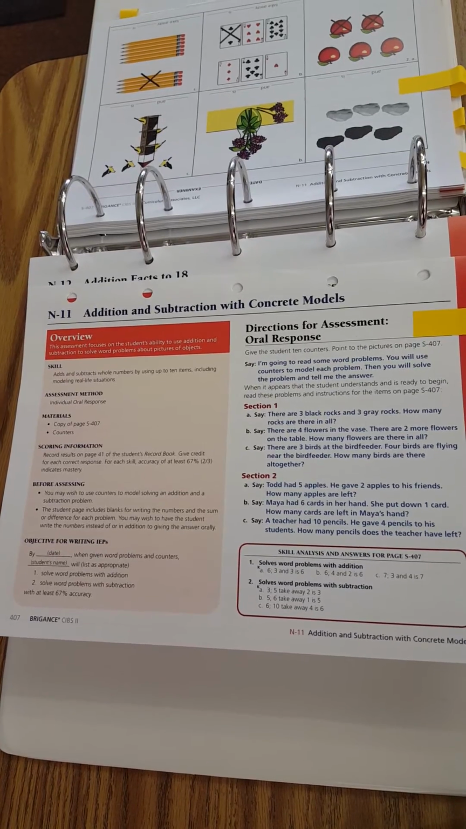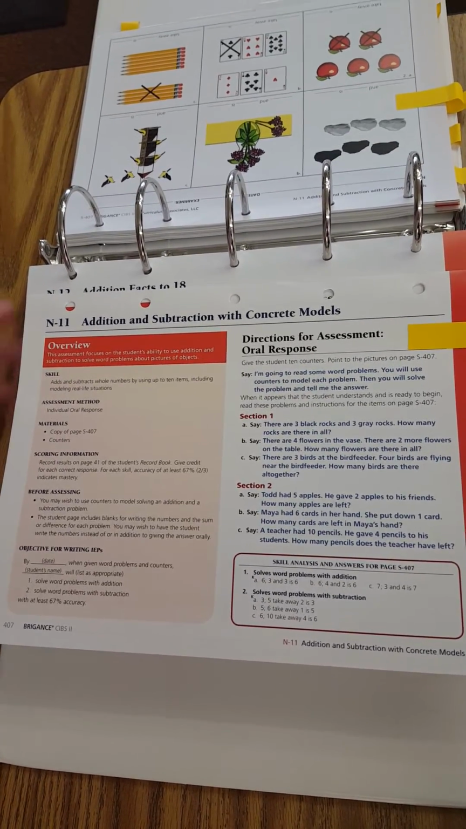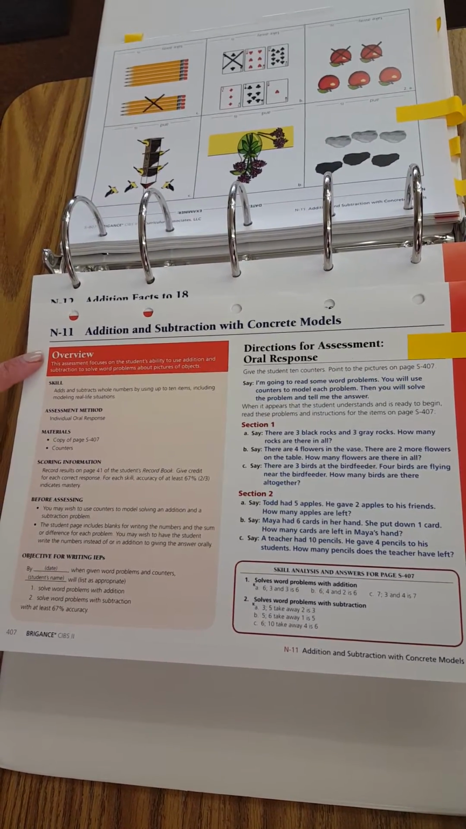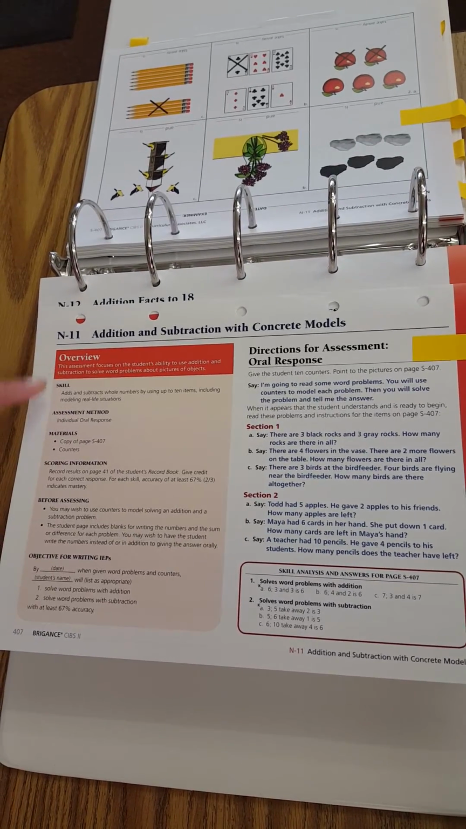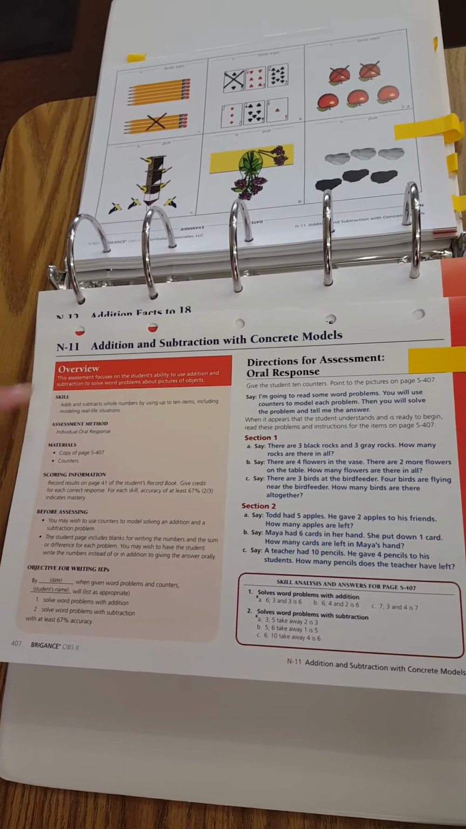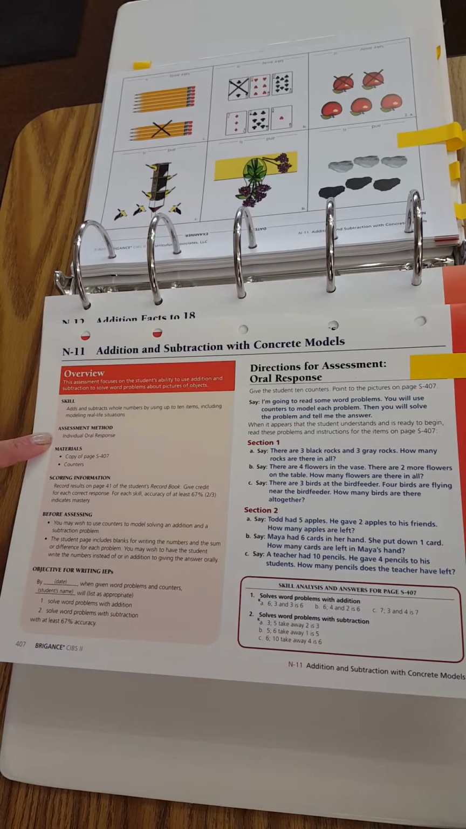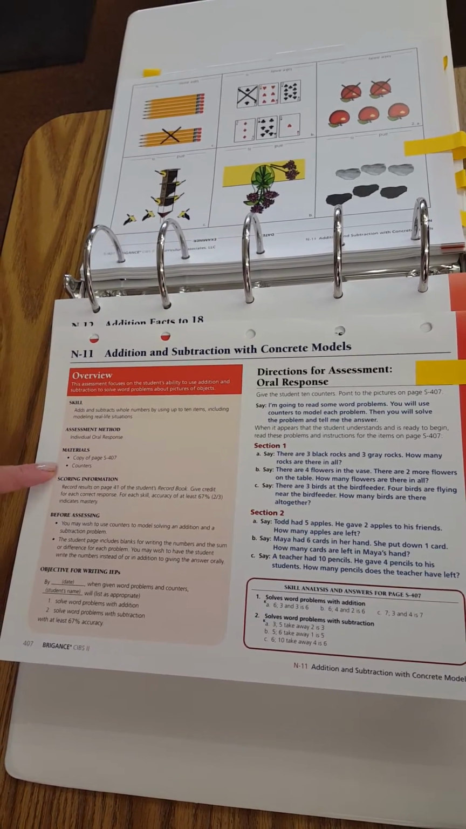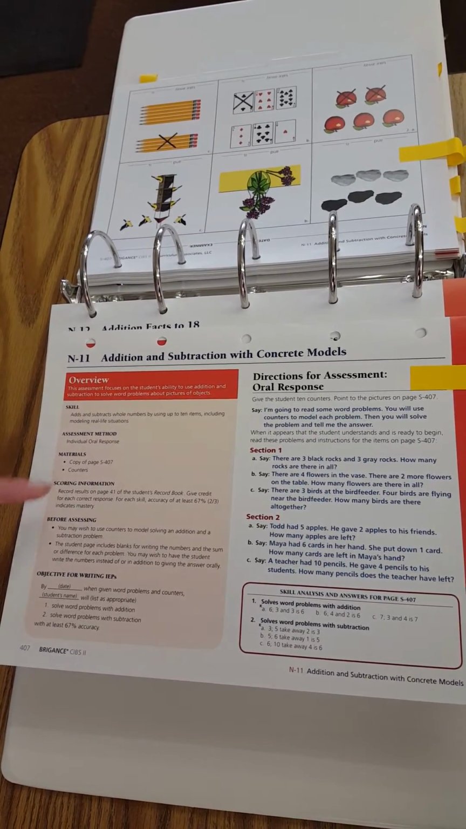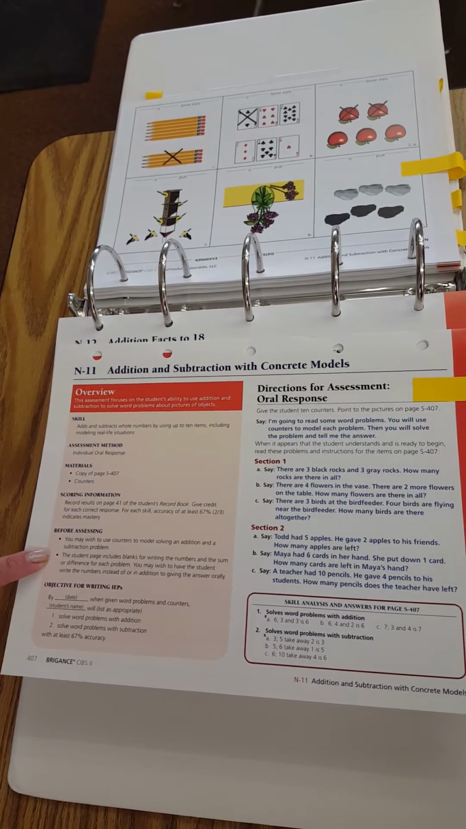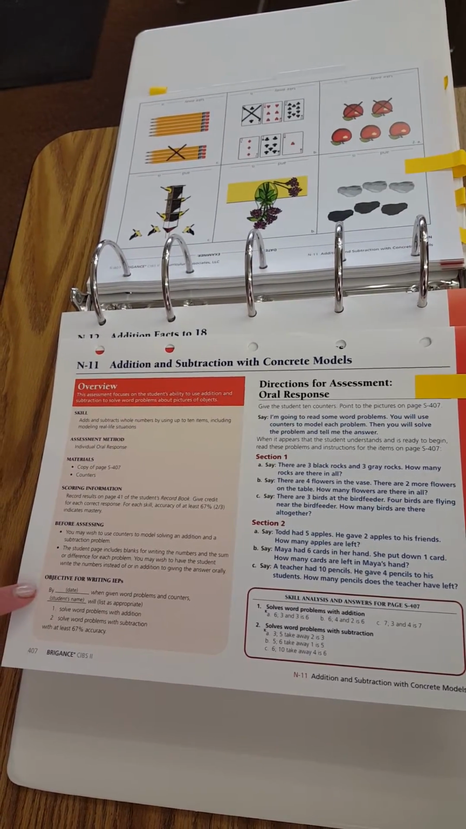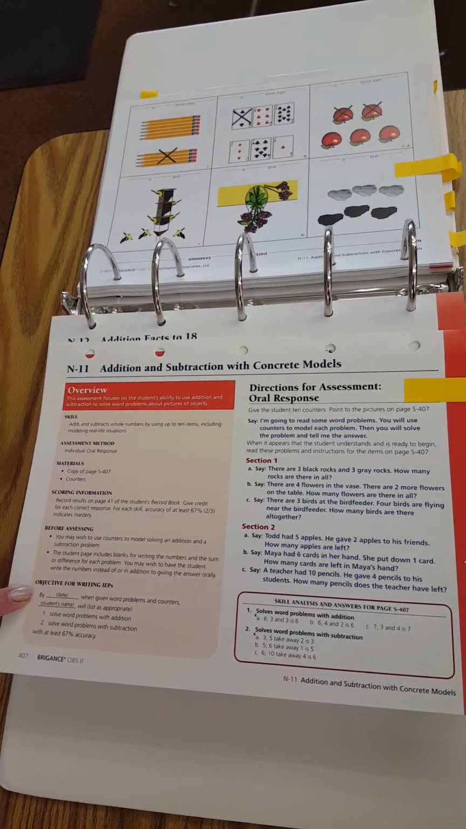Next, I'm going to go over what's in the actual kit. Each assessment provides an overview of the assessment, the skills that are addressed, the assessment methods that are used, the materials, scoring information, and what to do before assessing the student. It also provides you with the objective for writing IEPs.